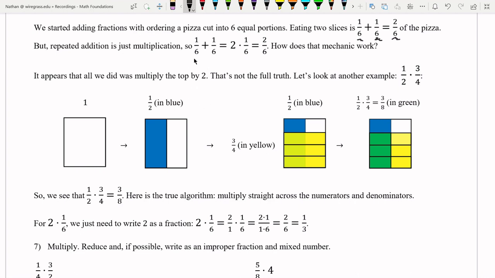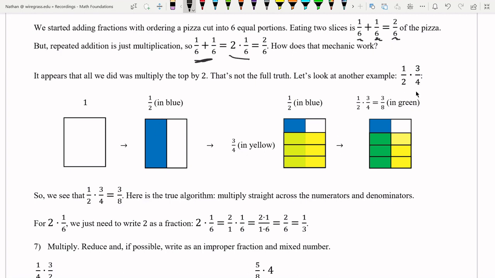But this 1/6 plus 1/6 is the same thing as repeated addition, which is just multiplication. So 1/6 plus 1/6 is 2 times 1/6, and we get 2/6. That's still the same answer. You expect that as the answer. So how does this multiplication between fractions work? From what I've written here, it looks like all I've done is multiply 2 and 1 to make 2/6 here. But that's not quite exactly what we're doing there.